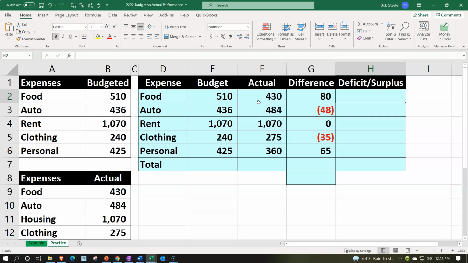So if we look at this, we'd say the food, then if we look at the surplus or deficit, the food has what we would say a surplus because we spent less, meaning we had more savings than we budgeted to spend. So in essence, if we were judging our performance, we'd say, yeah, we did a better job.